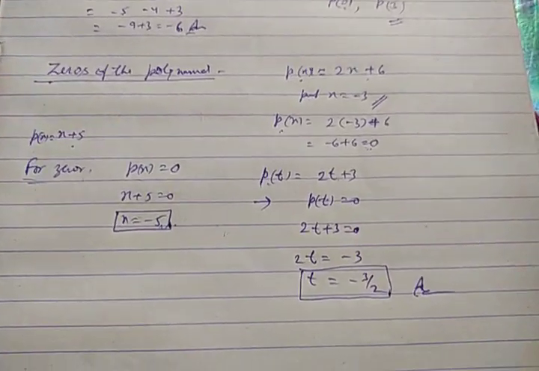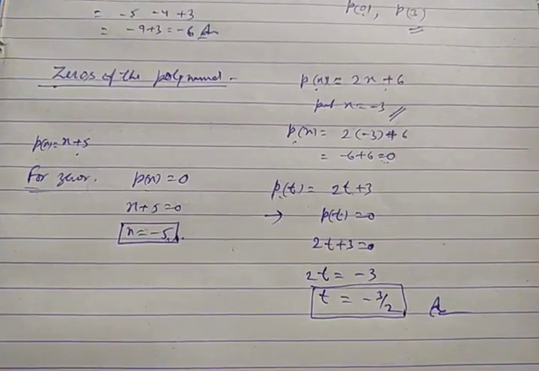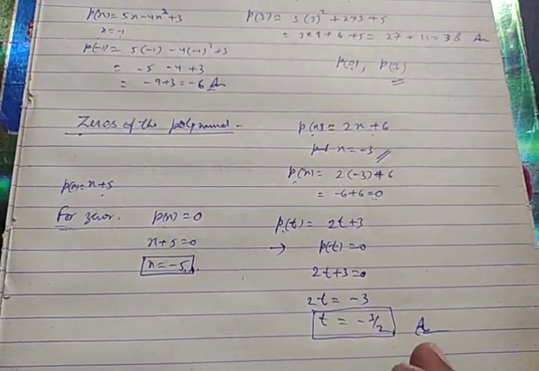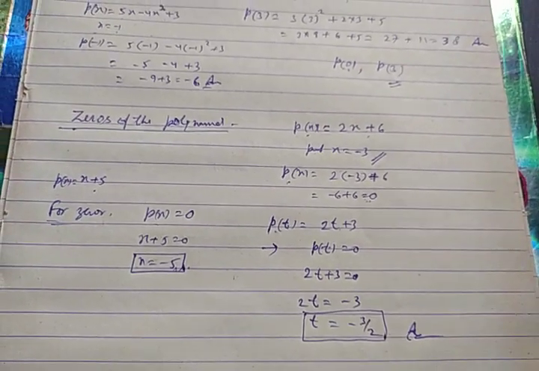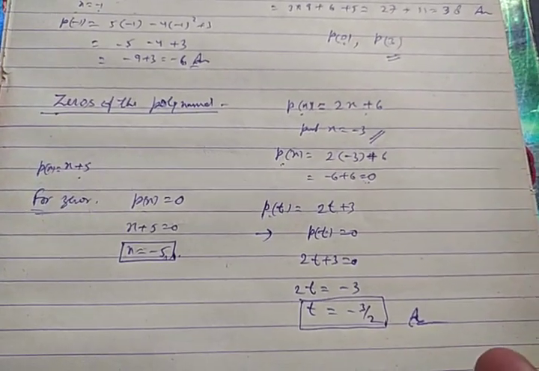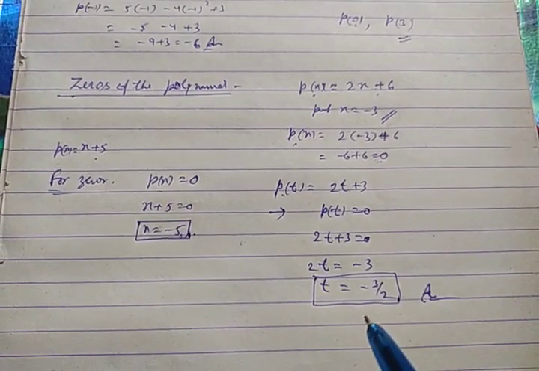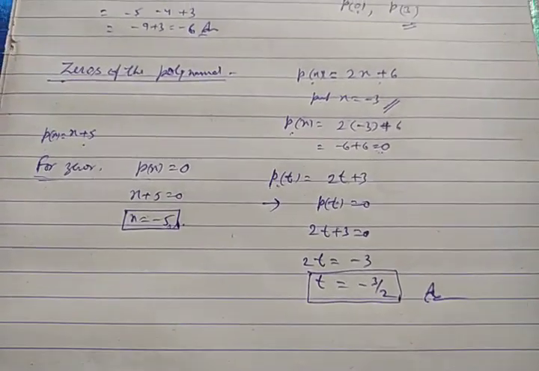This is the concept of your exercise 2.2. Number 1, you have to calculate the values of the given polynomial at certain given values of x or given values of the variable, and second, you have to obtain the zeros of the given expressions. Now solve the exercise today.